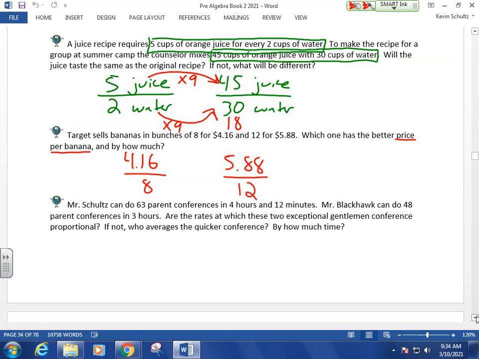Mrs. Schultz can do 63 parent conferences in 4 hours and 12 minutes. Mr. Blackhawk, I forgot to change this. He's a teacher, Eddie Epiphany, can do 48 parent conferences in 3 hours. Are the rates at which these two exceptional gentlemen conference proportional? If not, who averages the quicker conference and by how much time? So this question kind of goes back to this top one here, and actually unit rate as well. You're comparing our two time rates per conference, and which one averages a quicker conference and by how much time.